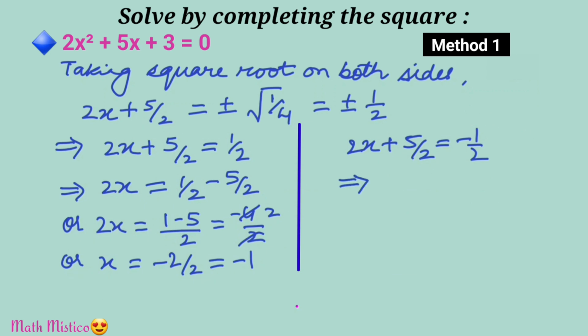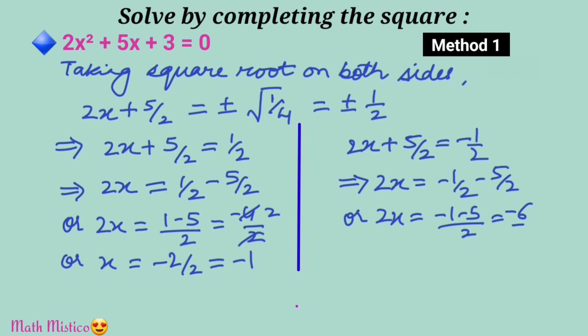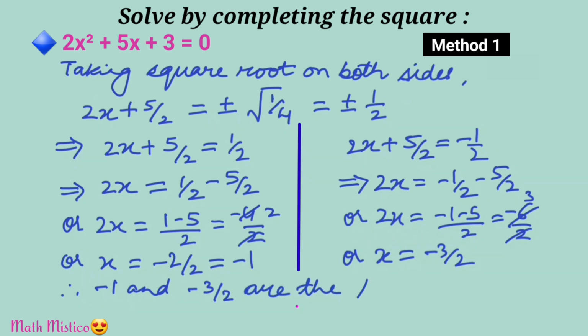Similarly, on the other side, we have 2x equal to minus 1 upon 2 minus 5 upon 2. On taking LCM, minus 1 minus 5 upon 2 equal to minus 6 upon 2, and cancelling, we get minus 3, which gives x is equal to minus 3 upon 2. So minus 1 and minus 3 upon 2 are the two roots of this equation.